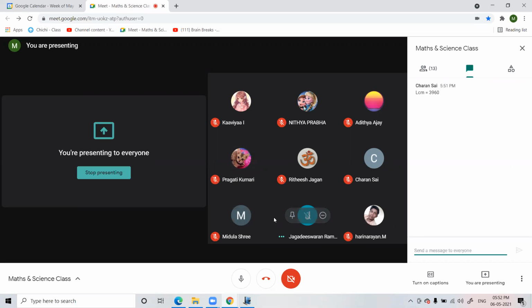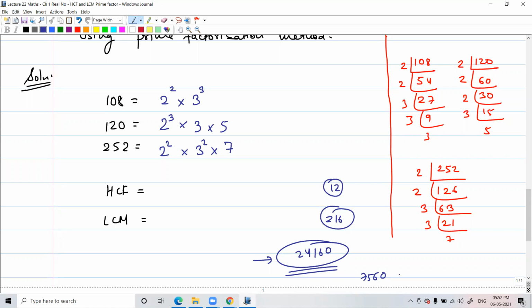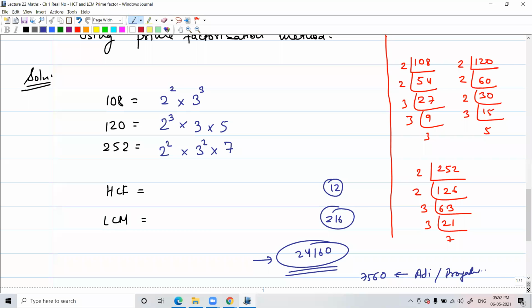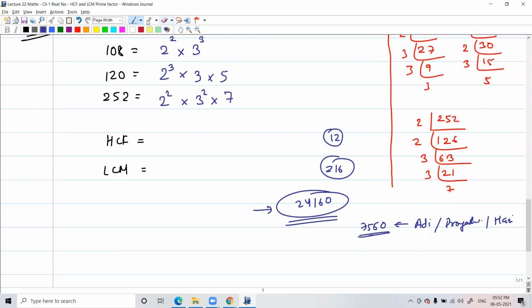Aditya and Pragati, you are saying 7560. Okay. Sir, 7560, sir. Okay, that is Harinarayan. Yes, sir. 7560. Okay, Harinarayan and Kavya also, 7560. Other people who have got a different answer, all of you check your calculations. Did you make any mistakes? Sorry, sir. I didn't multiply the 7 and 5. Yes. So the right answer is 7560 actually. Okay.